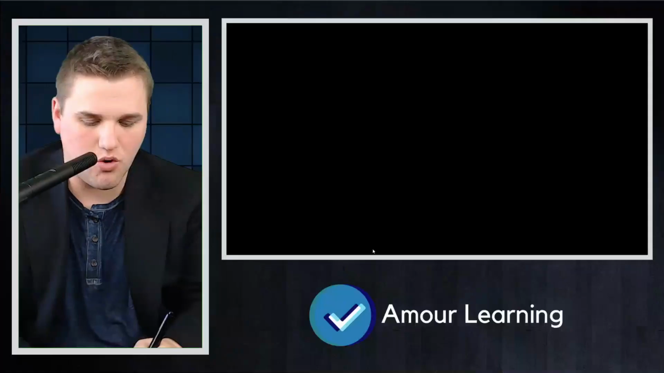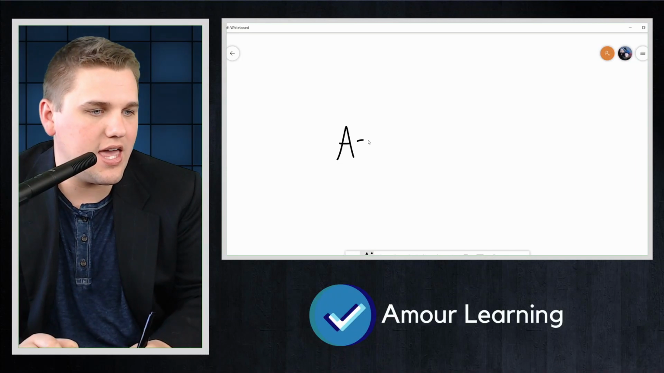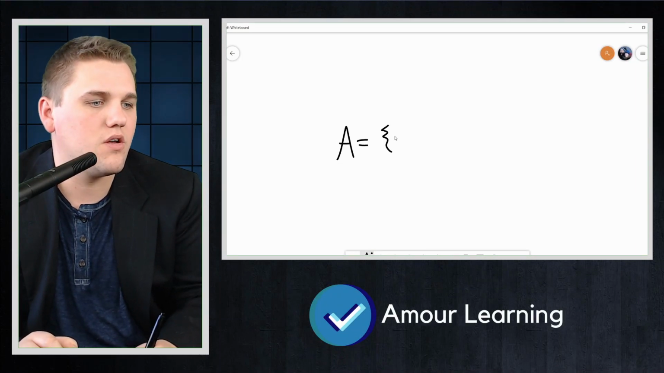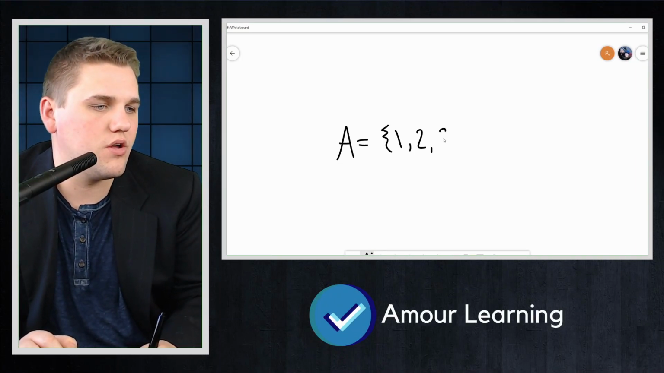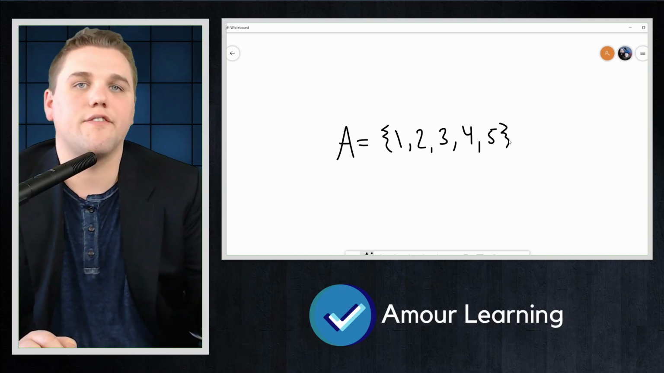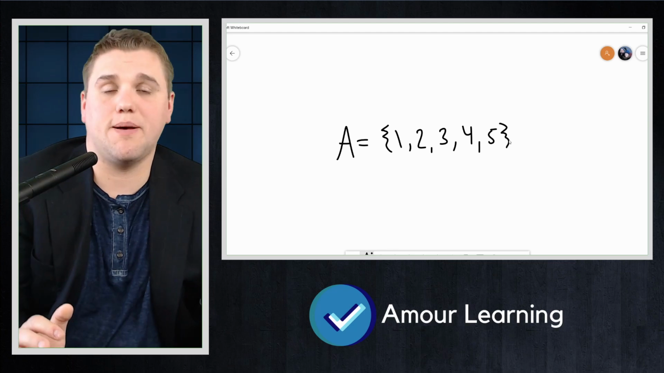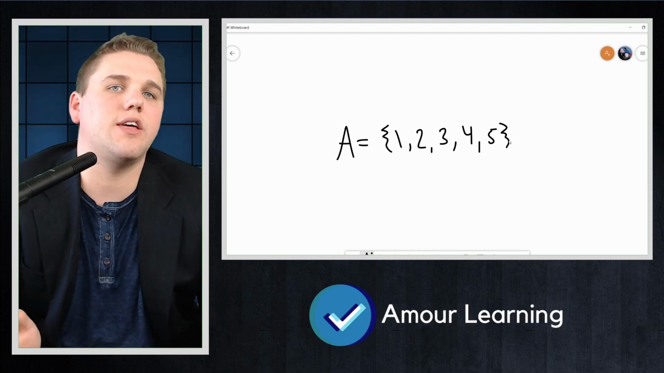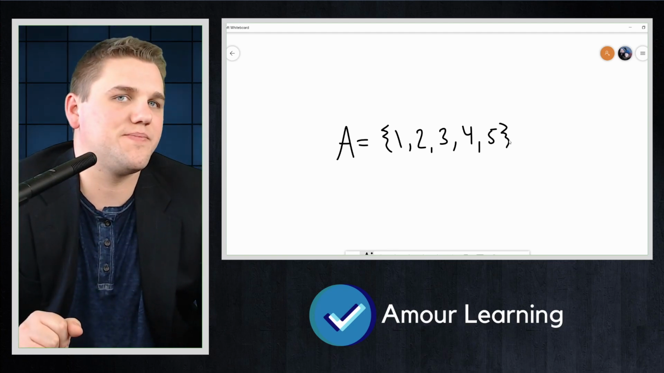In this video, we're going to be talking about subsets, and we're going to be revisiting set theory. Suppose we look at the set A equals {1, 2, 3, 4, 5}. How many subsets of A contain exactly 3 elements?